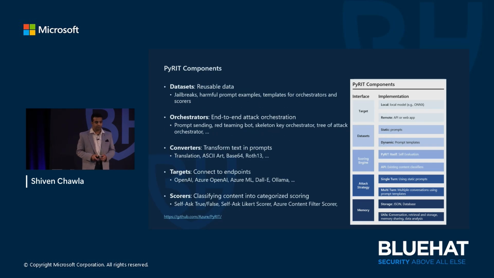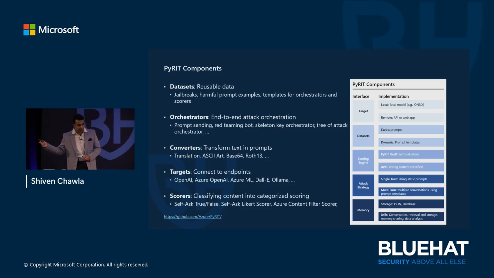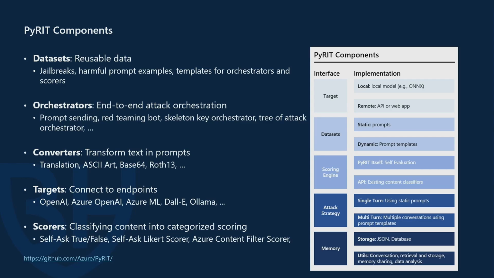PyRIT looks great. These are some of the things which we get when we install PyRIT. We have datasets. We have orchestrators. Orchestrators are nothing but different attack strategies, as were discussed by Rich in the earlier talk. For example, he was talking about Crescendo. He was talking about TAP, et cetera. We have converters and targets and scorers as well.